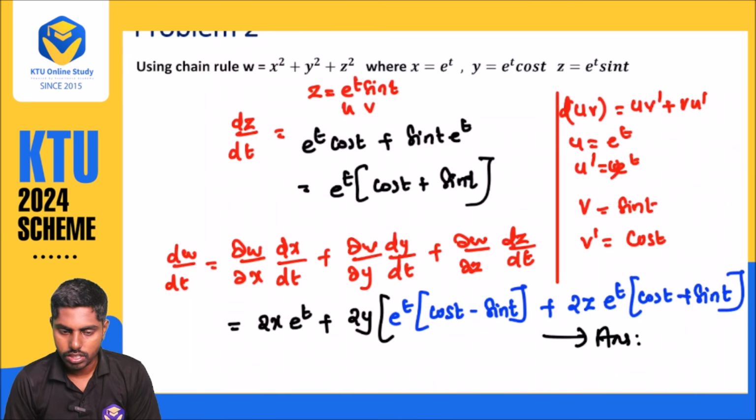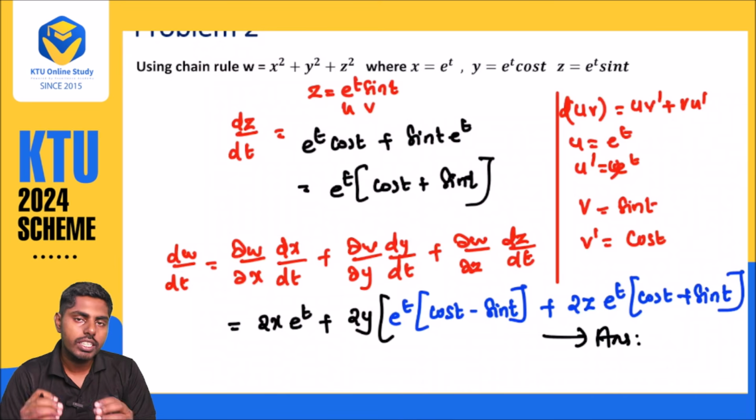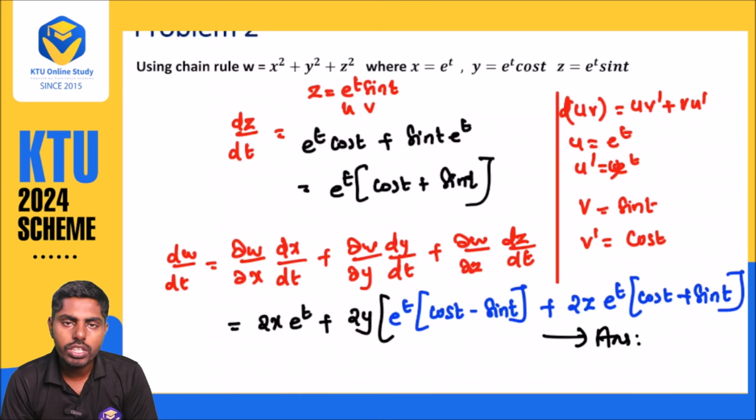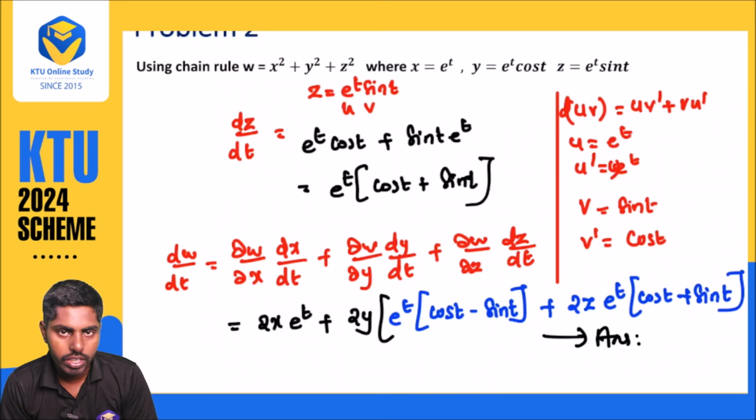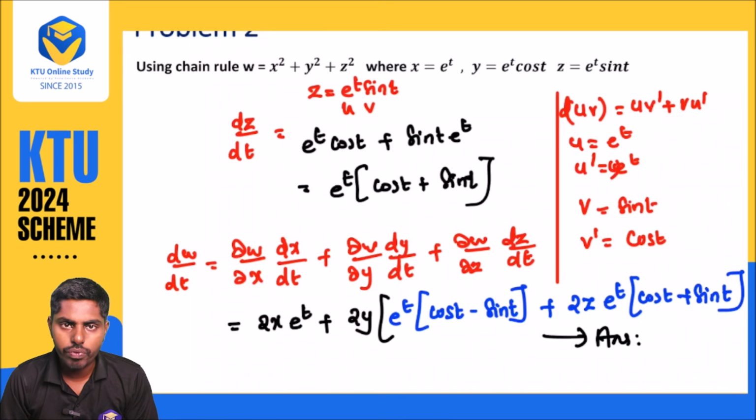Okay, this is the answer. Just identify the values and substitute in the formula. That is the thing you want. A very important thing in chain rule is identifying the problem. If you draw the diagram very neatly, you can identify the formula very easily. Okay, so we will move on to the third problem.